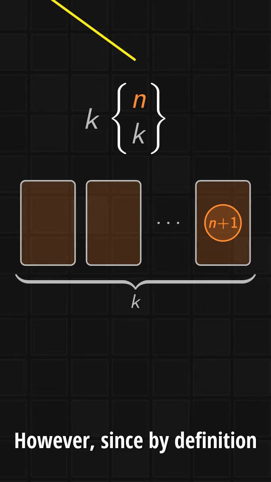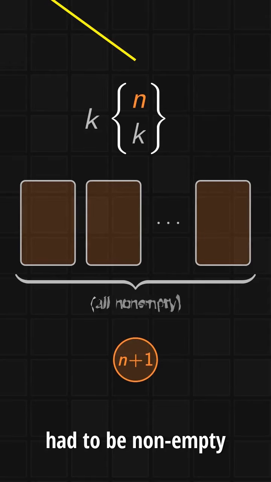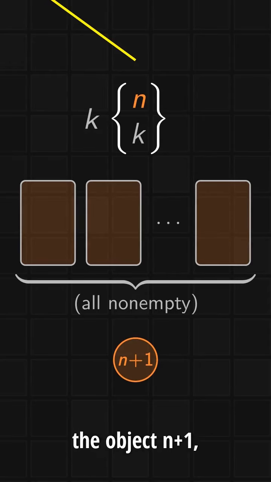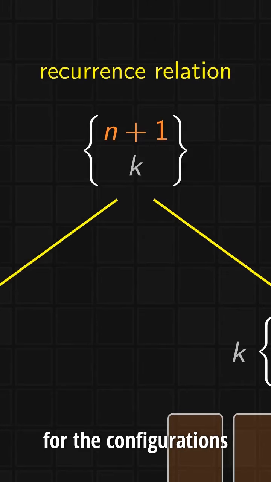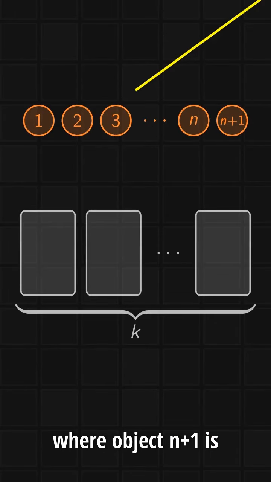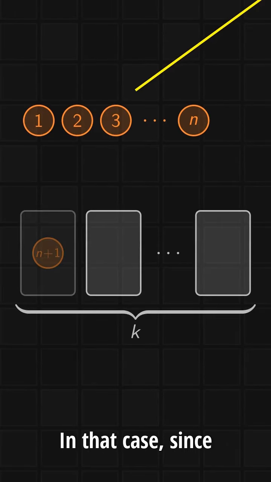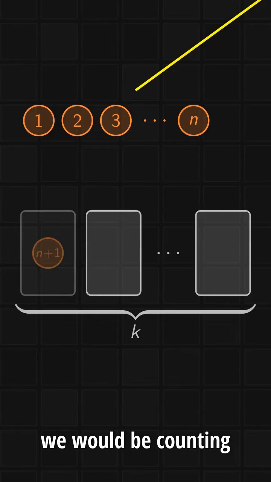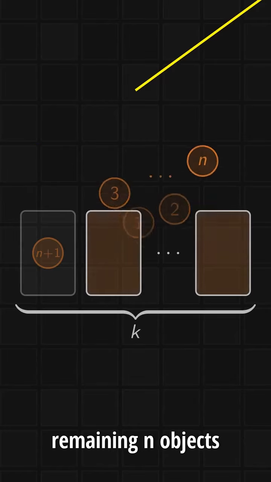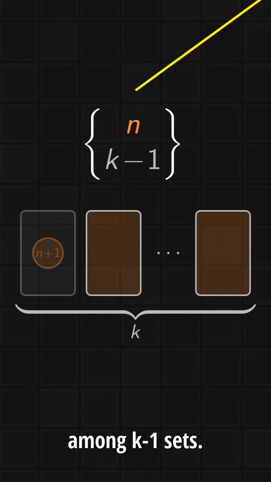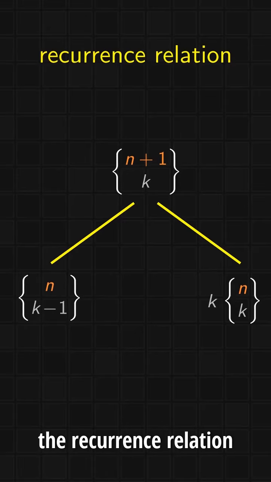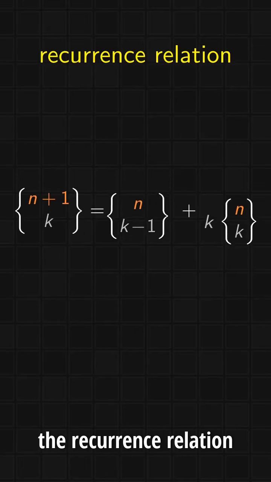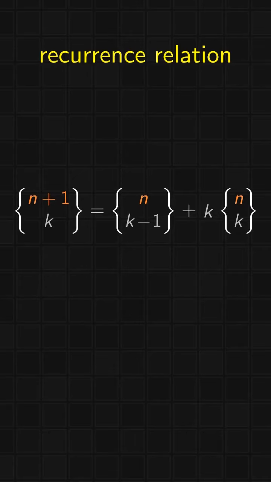However, since by definition all of these sets had to be non-empty before adding the object n plus 1, this does not account for the configurations where object n plus 1 is in a set of its own. In that case, since one set would already be occupied by object n plus 1, we would be counting the ways to distribute the remaining n objects among k minus 1 sets. Hence we obtain the recurrence relation {n+1 \brace k} is equal to {n \brace k-1} plus k times {n \brace k}.